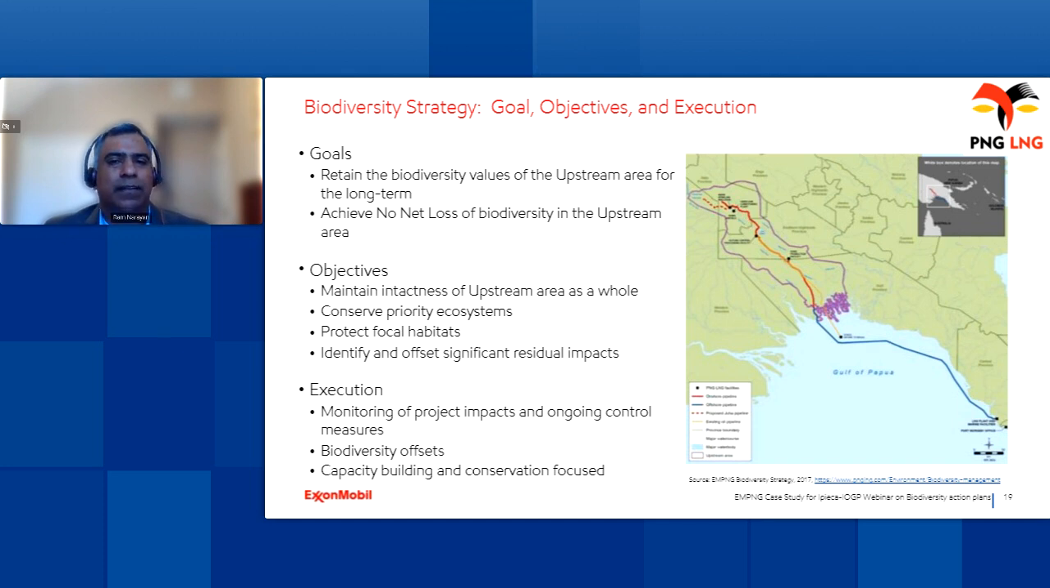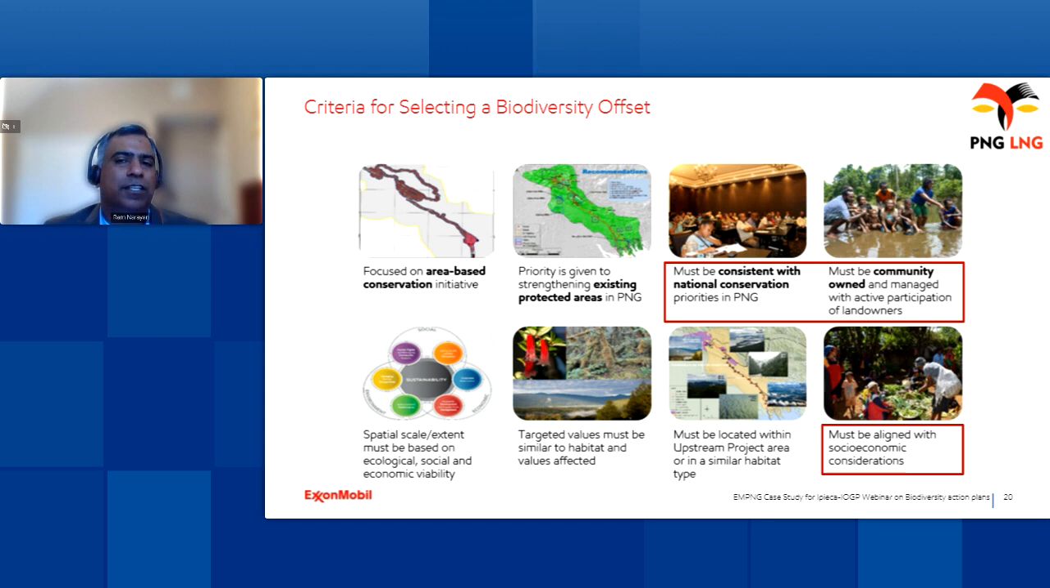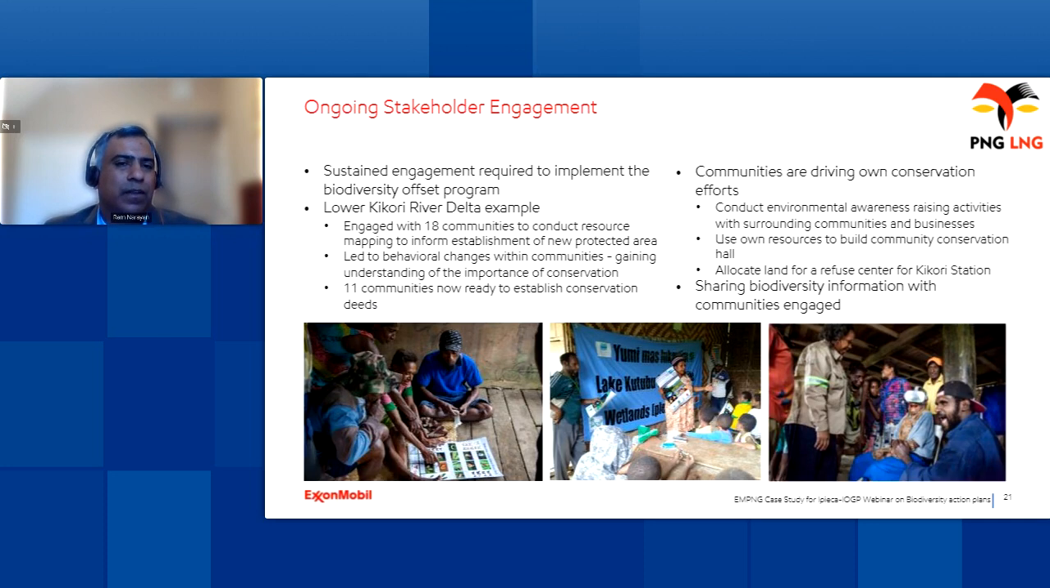As indicated earlier, EMPNG developed a biodiversity offset program based on the following guiding principles, which were developed in consultation with stakeholders. As you would notice, the three boxes highlighted in red indicate how engagement with different types of stakeholders is inextricably involved for the successful implementation of the sustained biodiversity offset program. Moving on, a little bit more detail on our ongoing engagement with the stakeholders.